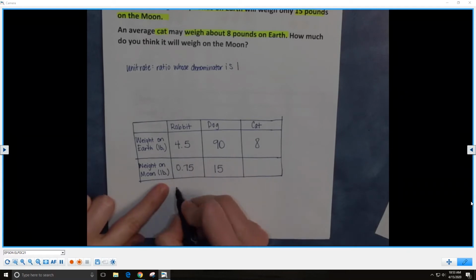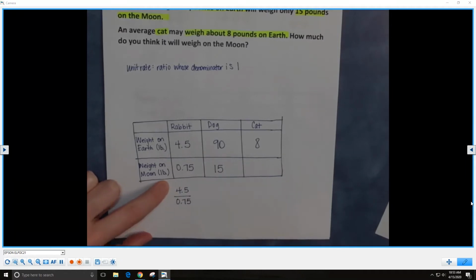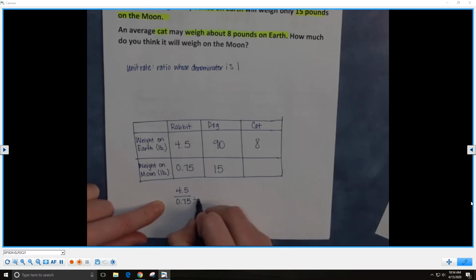So for the rabbit, the ratio for the weight on Earth to the weight on the moon is going to be 4.5 pounds to 75 hundredths of a pound. Well, how can we make that ratio into a unit rate? Remember that we need the denominator to be 1. Well, we can use the fact that a ratio is a comparison by division. We divide both the denominator and the numerator by 75 hundredths.